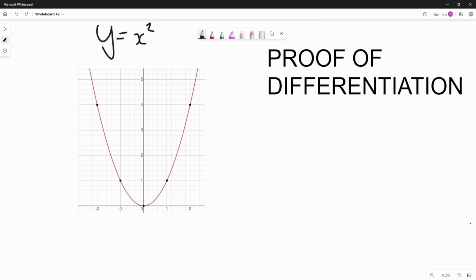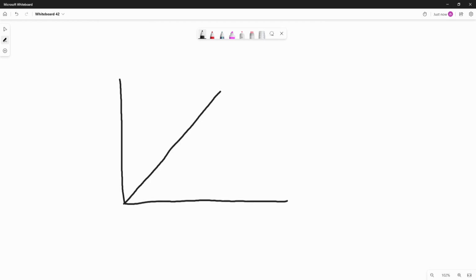Welcome, and today we'll be looking at the proof of differentiation. So let's start with the basics.